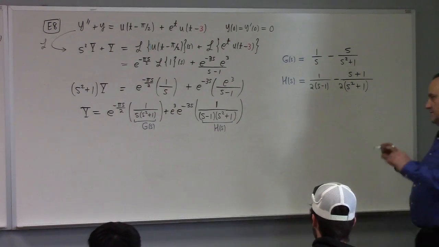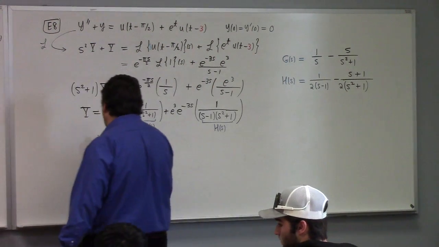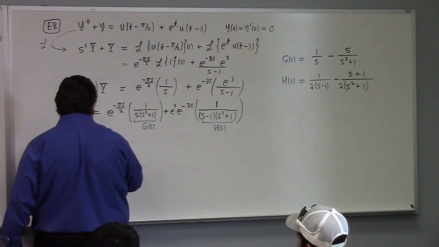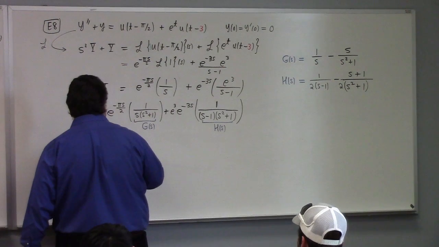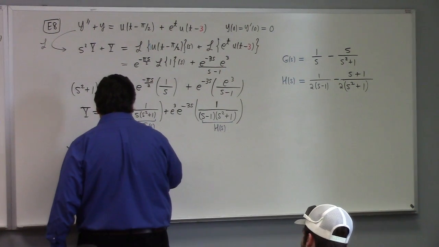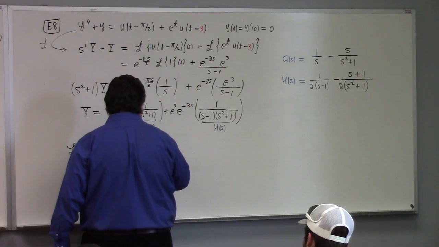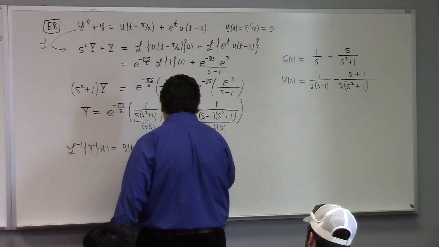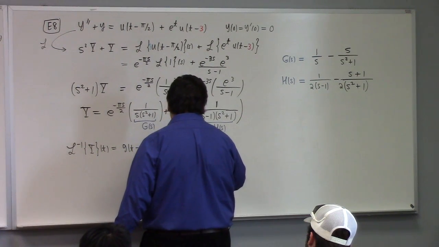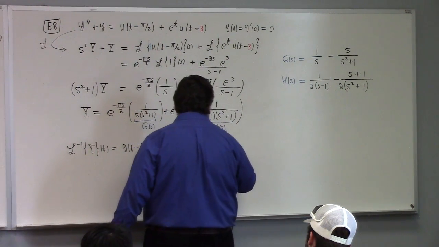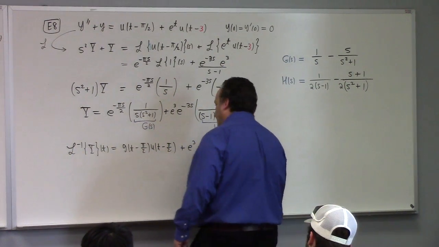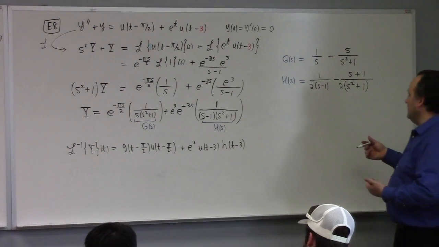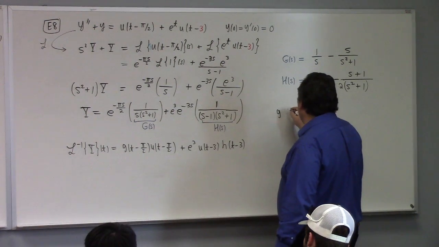Okay, so the inverse Laplace transform of Y of t is equal to g of t minus pi over 2, u of t minus pi over 2, plus e to the 3 times u of t minus 3, h of t minus 3. But we need to figure out what is the little g and what's the little h, right? But that's actually manifest from these up here.